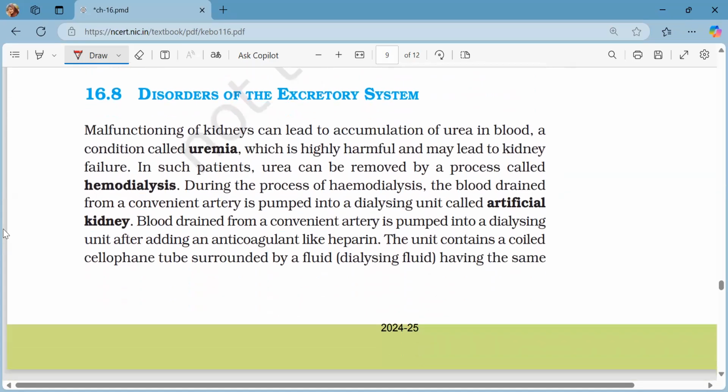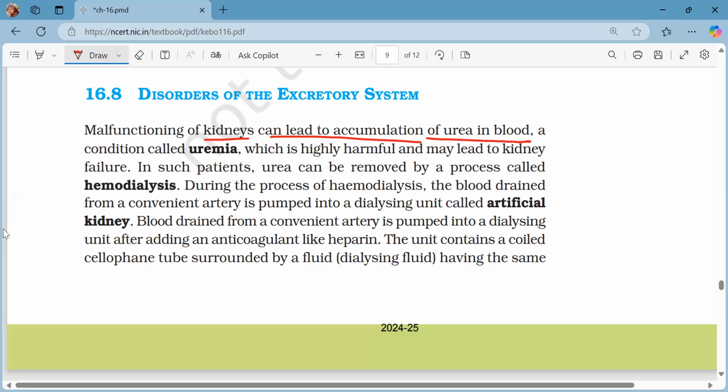Lastly, coming to the last topic of this chapter, that is disorders of the excretory system. Malfunctioning of the kidneys can lead to accumulation of urea in the blood. This condition wherein urea gets accumulated in the blood is called uremia. Obviously, it is very harmful and it can cause kidney failure. So people that have kidney failure have to undergo a process called hemodialysis, wherein the urea is removed from their blood by hooking them to a machine.